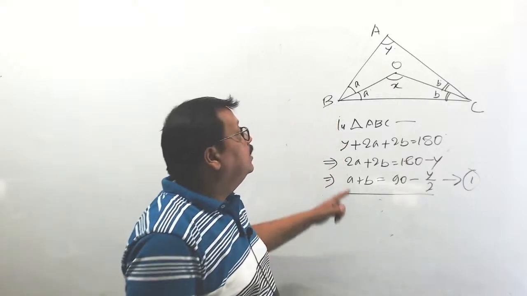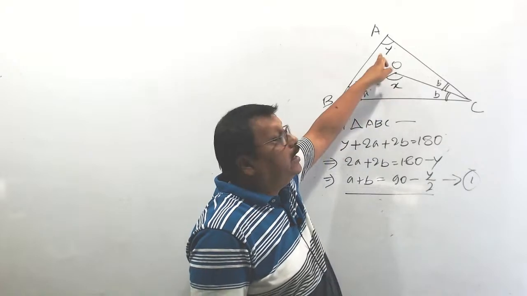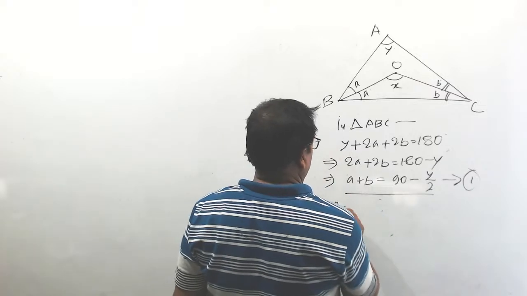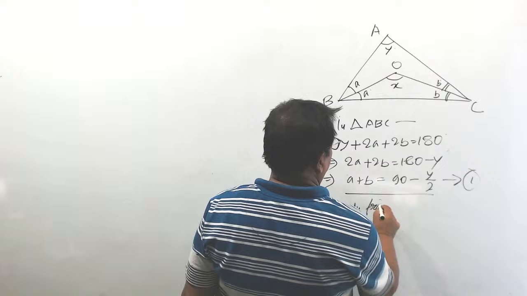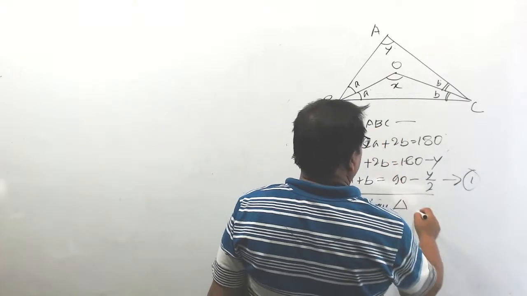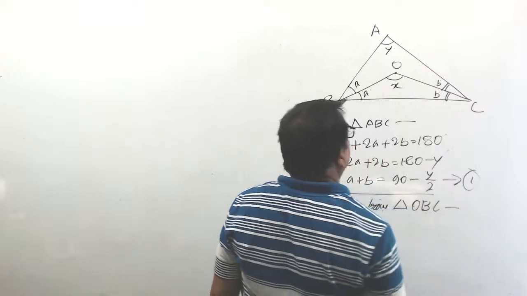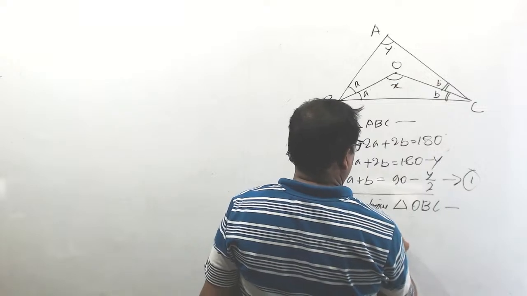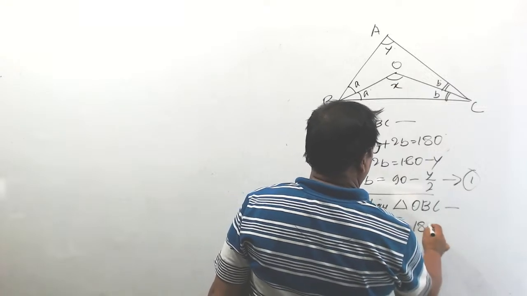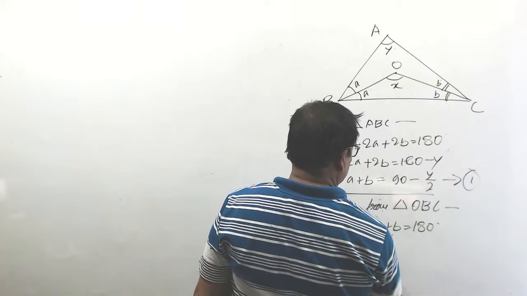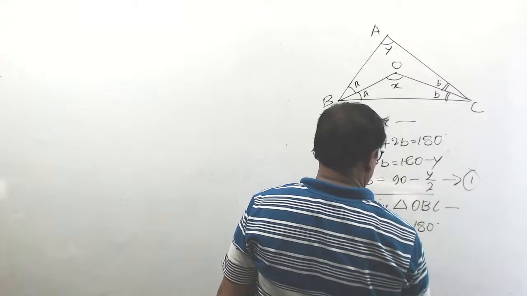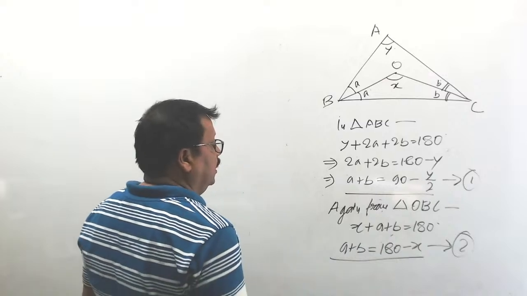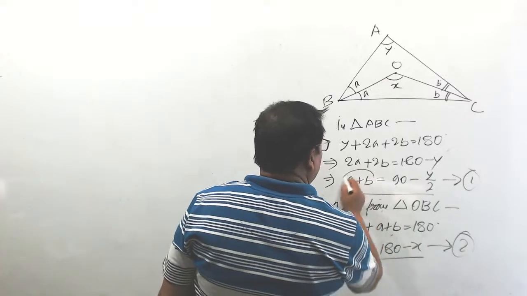Now our aim is to find the relation between X and Y. Right. Again from triangle OBC, what can you write? Sum of 3 angles is equal to 180. That is X plus a plus b is equal to 180. Understood? What is a plus b? It is equal to 180 minus X. Understood? Give it number 2. Another relation you got. See, a plus b is equal to this. Here a plus b is also this.